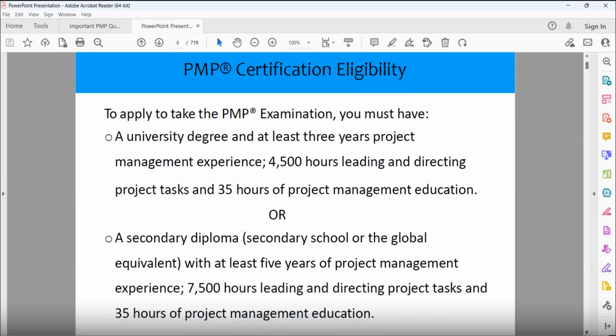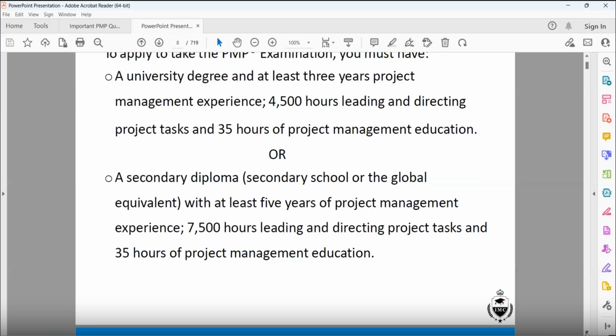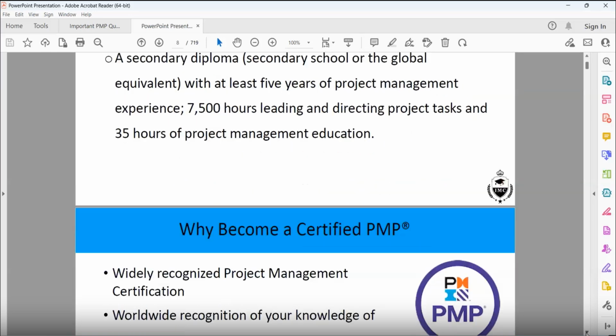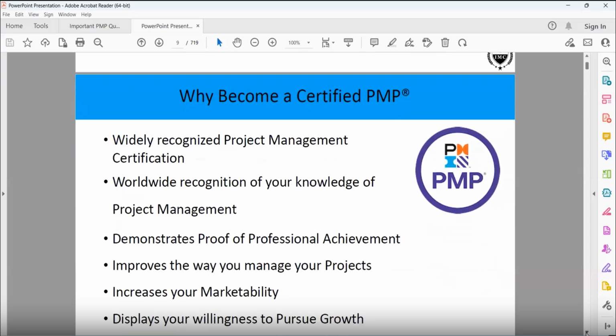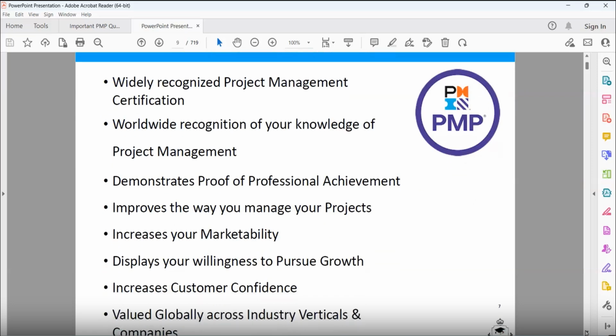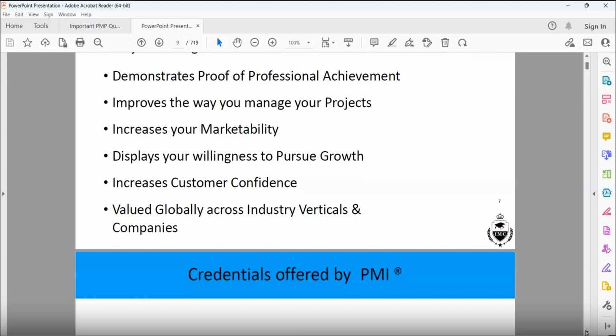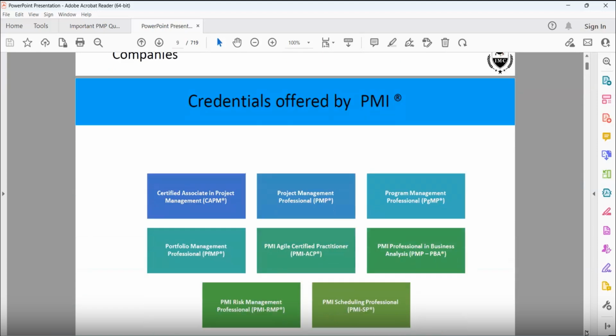So for PMP, they say that you should have 4,500 hours, that means 3 years of experience at least, and 35 hours of project management training, which you will get today. So you have to tell them that this is the training. Why become a certified PMP? Because it is a widely recognized project management certification, a worldwide recognition of your knowledge. It improves your marketability. The salary increases if you do the PMP.